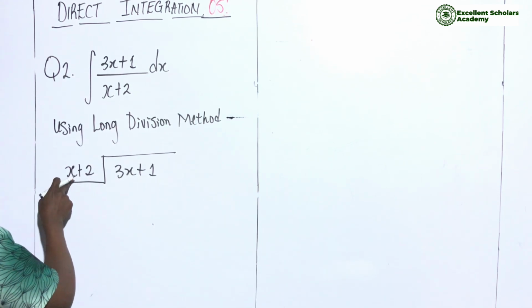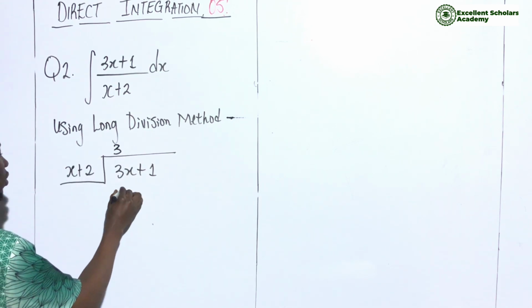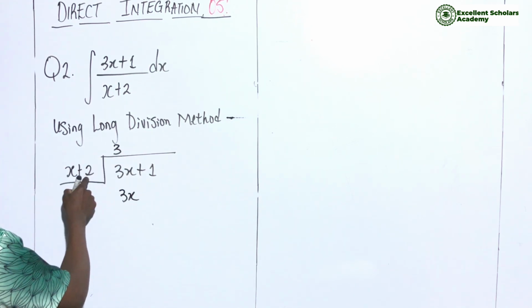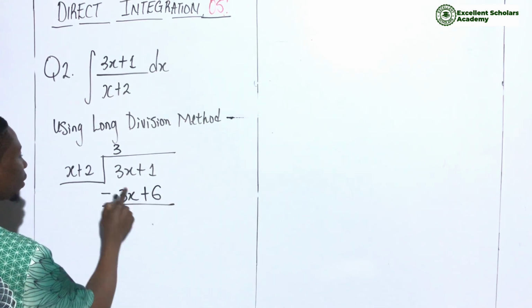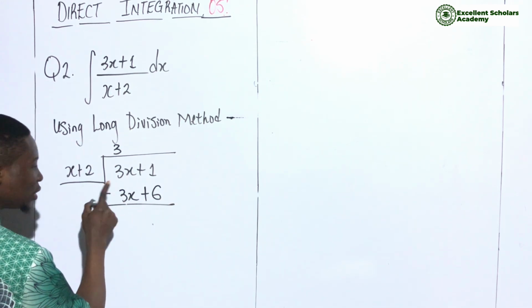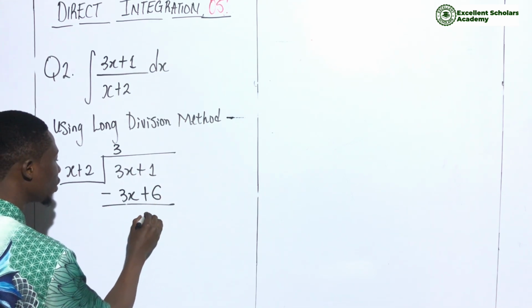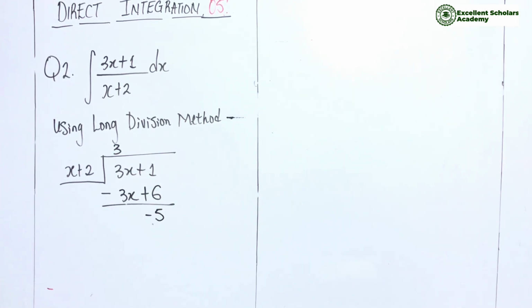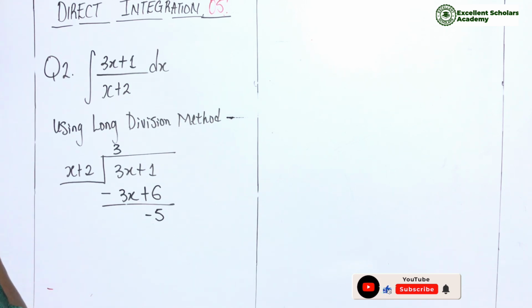So 3x divided by x gives you 3. Now use the 3 to multiply x back, gives you 3x. Then use the 3 to multiply 2, gives you 6. Then now subtract. So 3x minus 3x gives us 0, gone. 1 minus 6 gives us minus 5. So we have a remainder of minus 5. Now, it implies that we can't divide further again. It's not going to be possible.